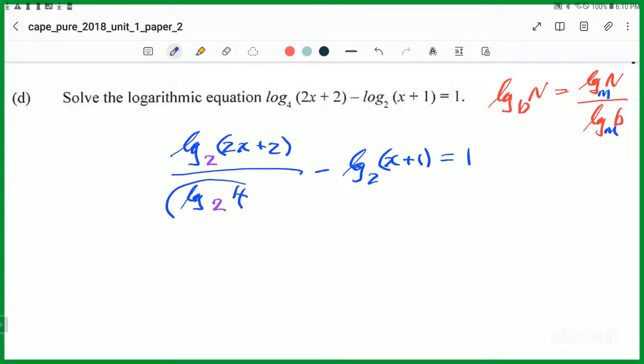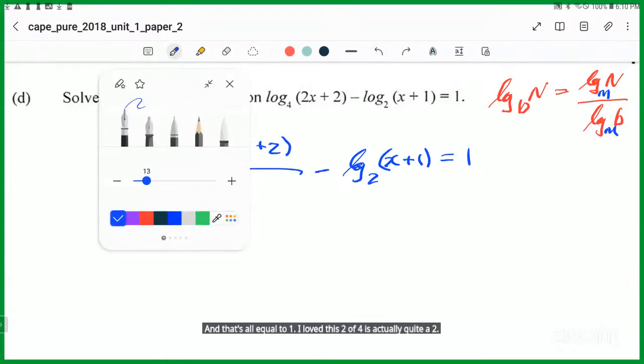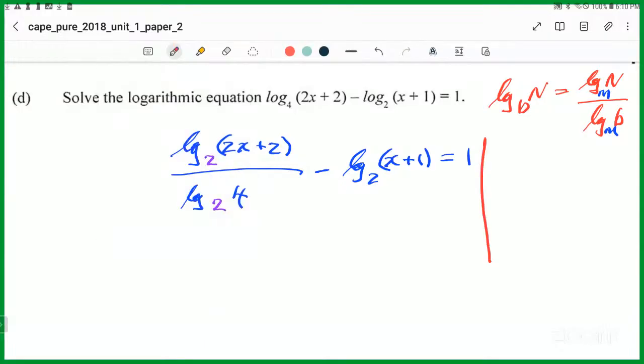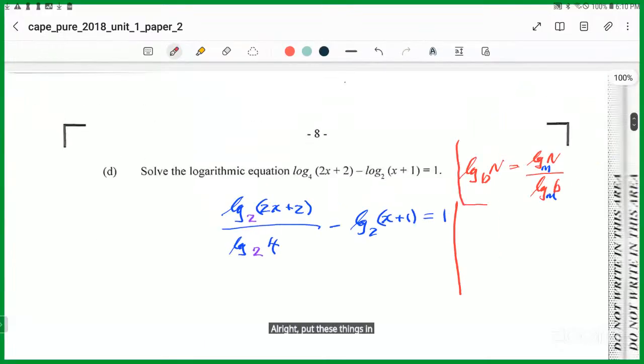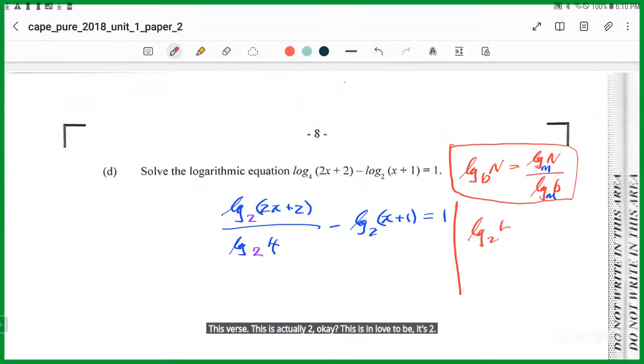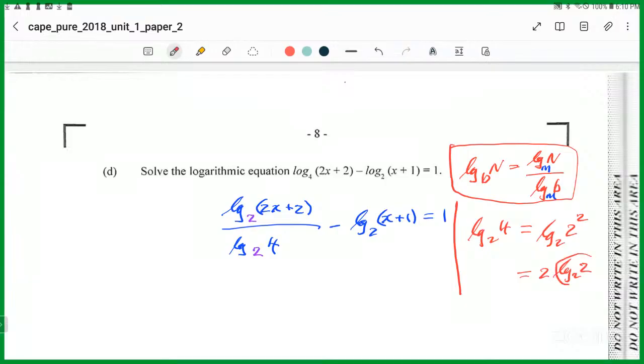Now log to base 2 of 4 is actually equal to 2. Put it over here, so why that is so. Alright, put these things in some boxes that we're using. So we use this first. This is actually 2, because the log to base 2 of 4 is the same as the log to base 2 of 2 squared. Then this 2 can come to the front and becomes 2 times the log to base 2 of 2. And log to base 2 of 2 is 1. So it becomes 2 times 1, which is equal to 2. That is it.